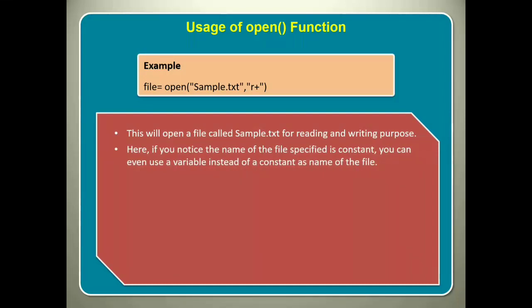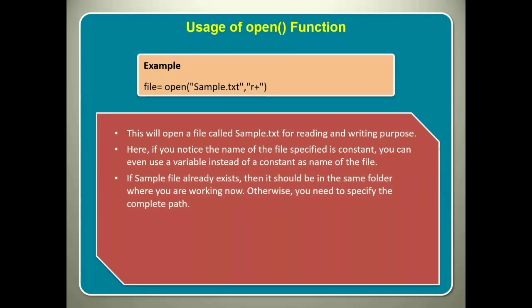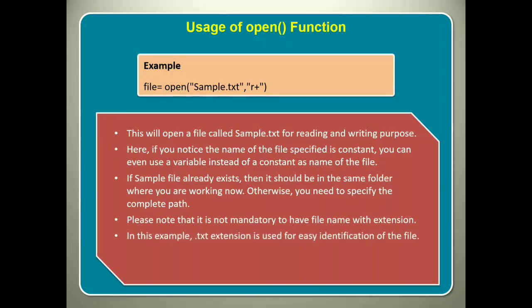Here, if you notice, the name of the file specified is a constant. You can even use a variable instead of a constant as the name of the file. If the sample file already exists, then it should be in the same folder where you are working now. Otherwise, you need to specify the complete path. Please note, it is not mandatory to have a file name with an extension. In this example, the .txt extension is used for easy identification of the file.